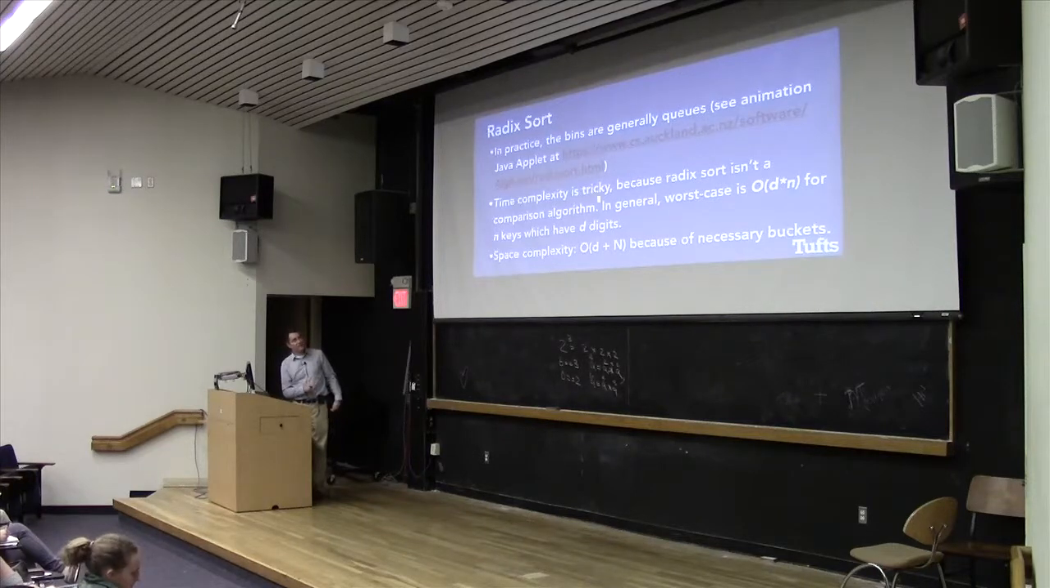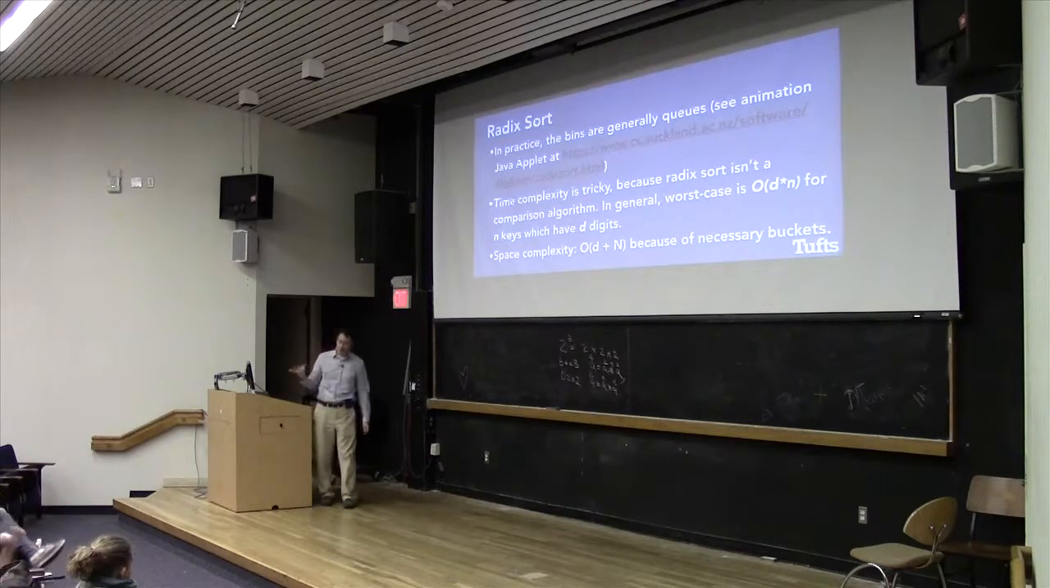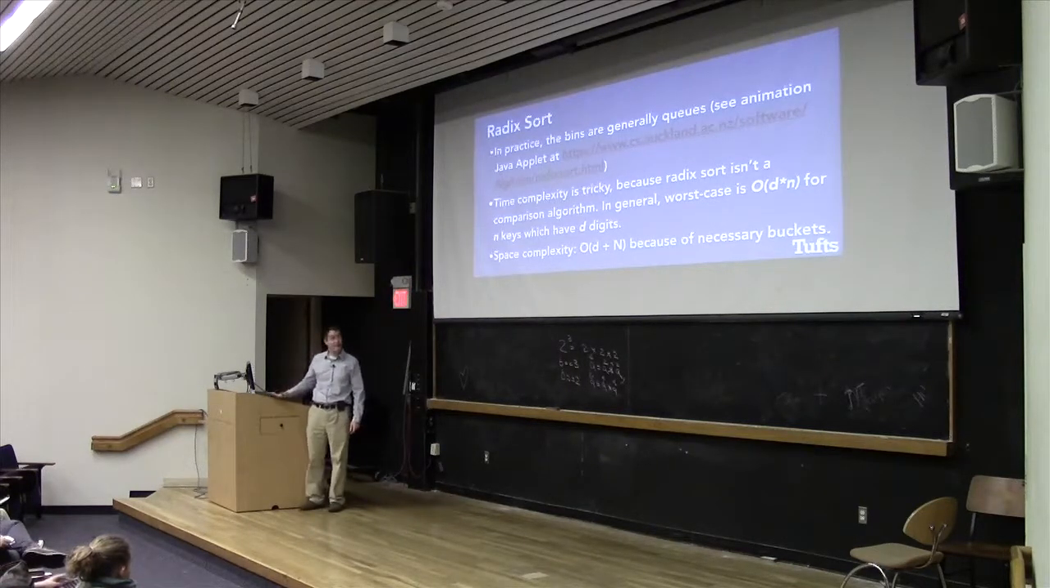The complexity is tricky, because with comparison sorts, we're comparing how many different comparisons it's done. This is a totally different methodology, so it's a little trickier to compare it. Really, the order is the number of digits times n, which is order n, or basically a constant times n.